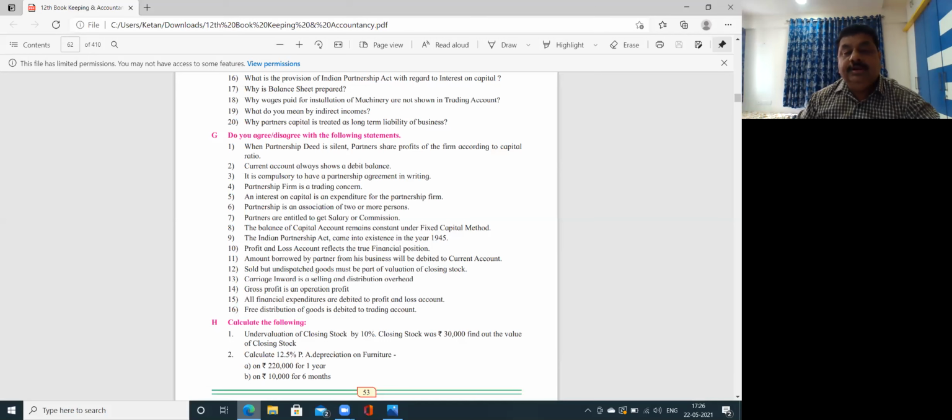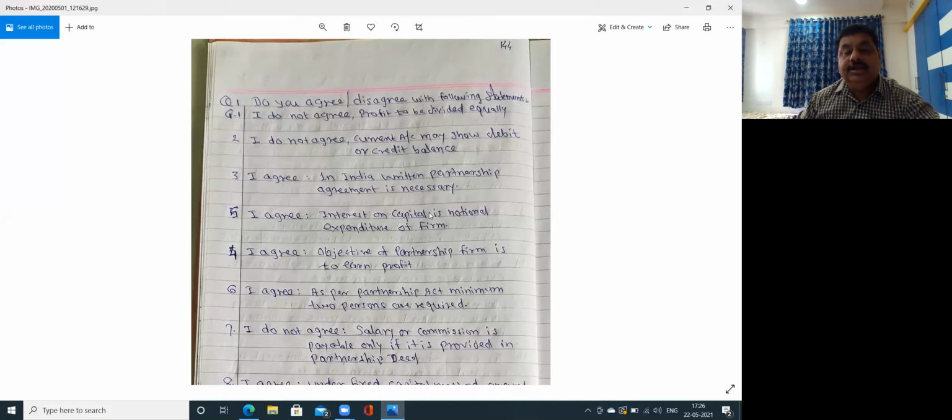5 नंबर देखो. An interest on capital is an expenditure of the partnership firm. I agree. Yes. Interest on capital is an expenditure. But do you know I use the word here notional expenditure? Can anybody tell me the meaning of notional expenditure? चलो बता सकते हो. Can you tell me what do you mean by notional expenditure? Why it is called as a notional expenditure? Do you know the meaning of notional expenditure?